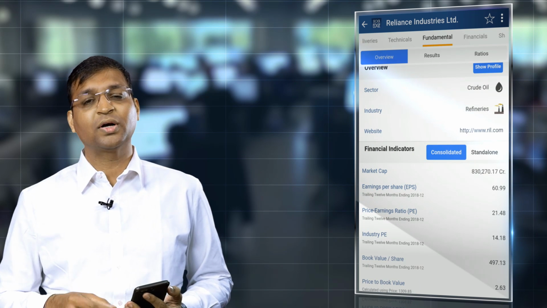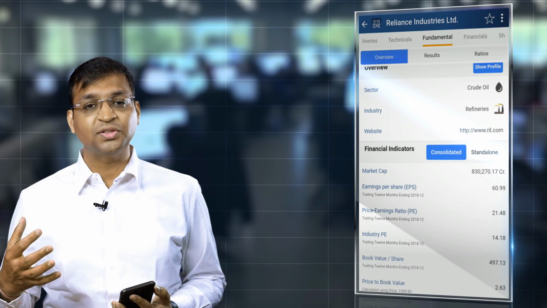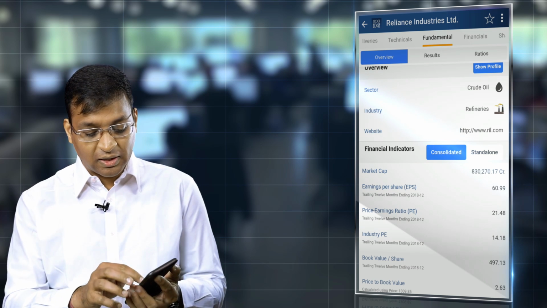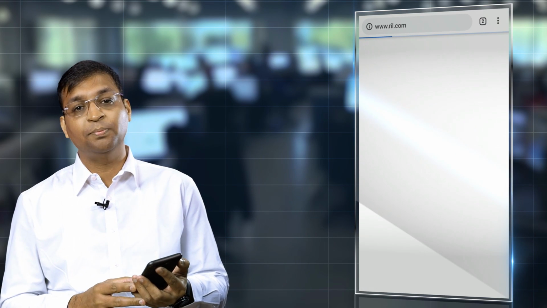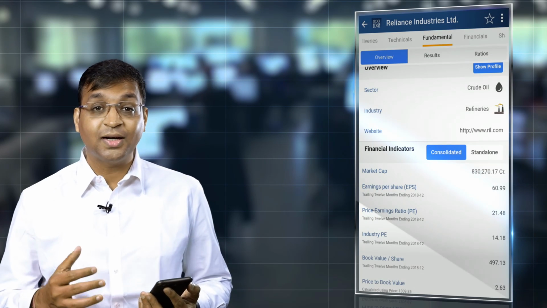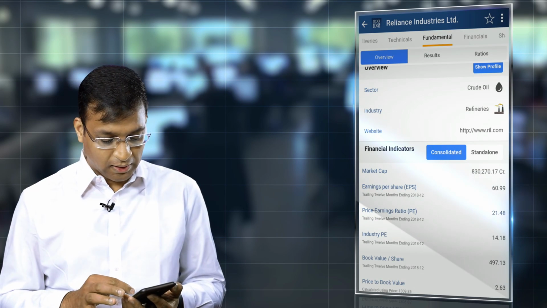Quickly, if you want to go to the company website and do detailed research there, you don't have to go to any desktop for that. You just click here and you can directly go to the company website, which will help you get an understanding of the company in greater depth if you intend to do that.